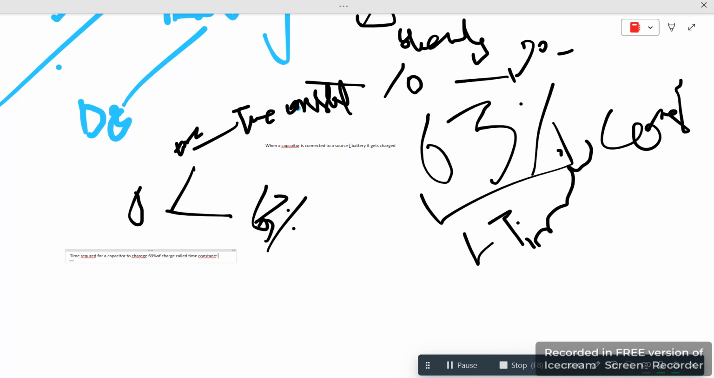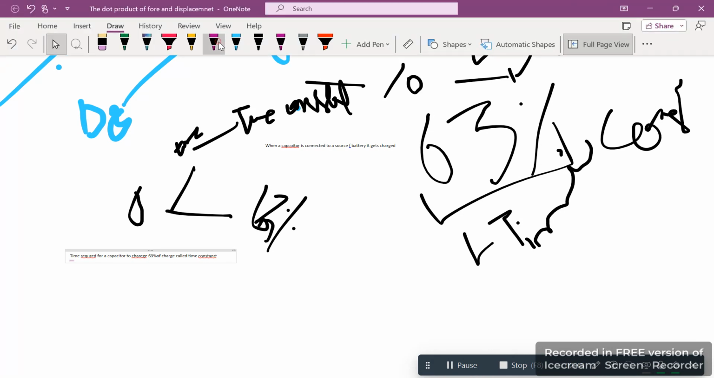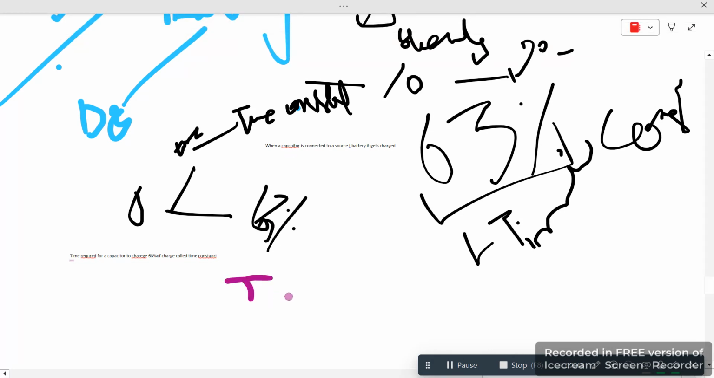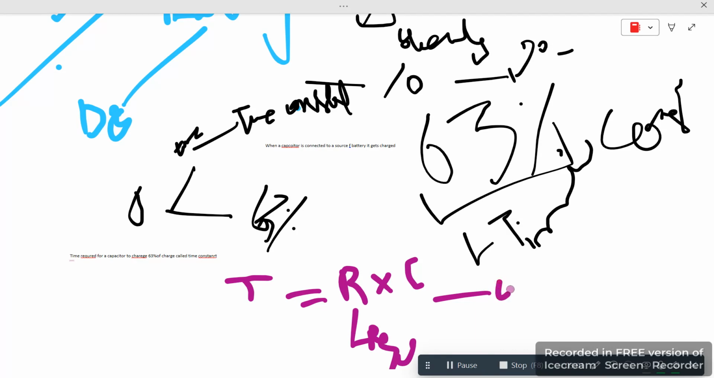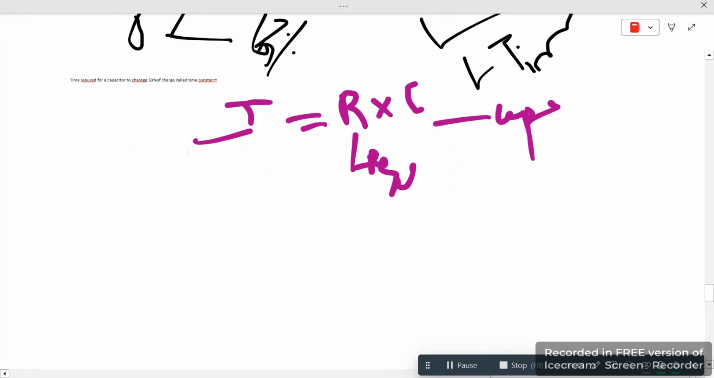Okay, and we can also write T equal to R into C. What does this mean? R into C. R is the resistance, C here the capacitance. So time T here is the time constant. The product of resistance and capacitance is known as time constant. So this is all about the charging.